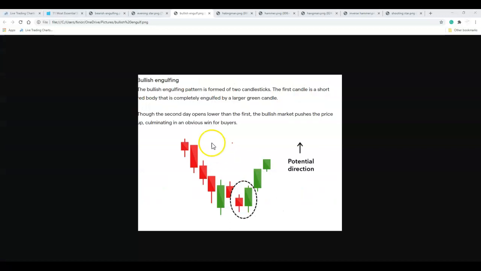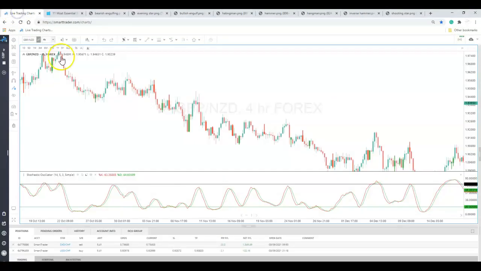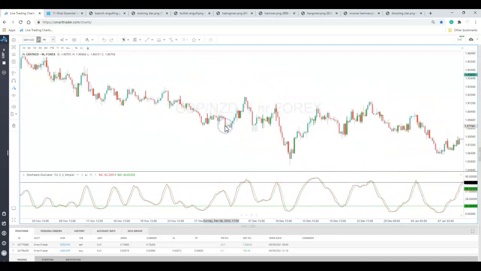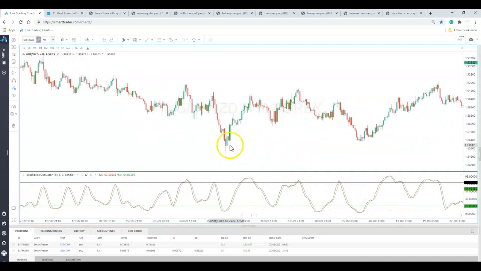Okay, the bullish engulfing candle is similar to the bearish engulfing candle in the opposite direction. We're looking for a candle that engulfs the previous candle after a long downward trend. So let's look for bearish engulfing or bullish engulfing candles. Okay. And here's one right there.